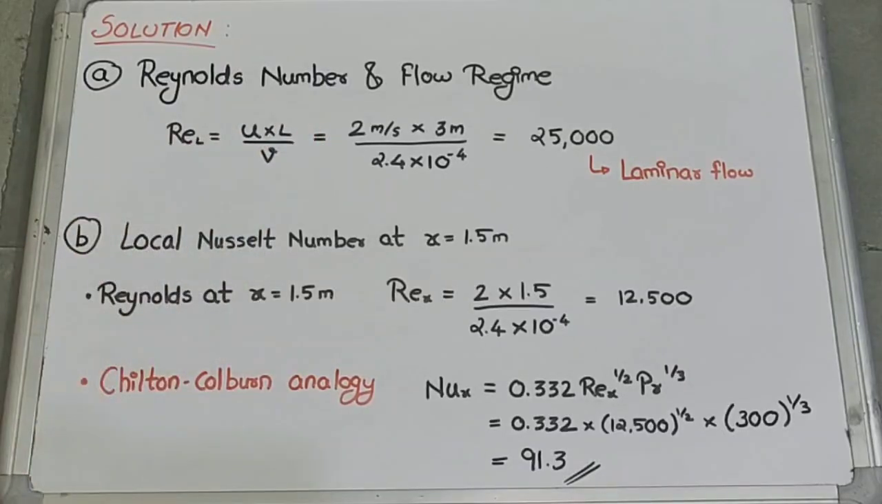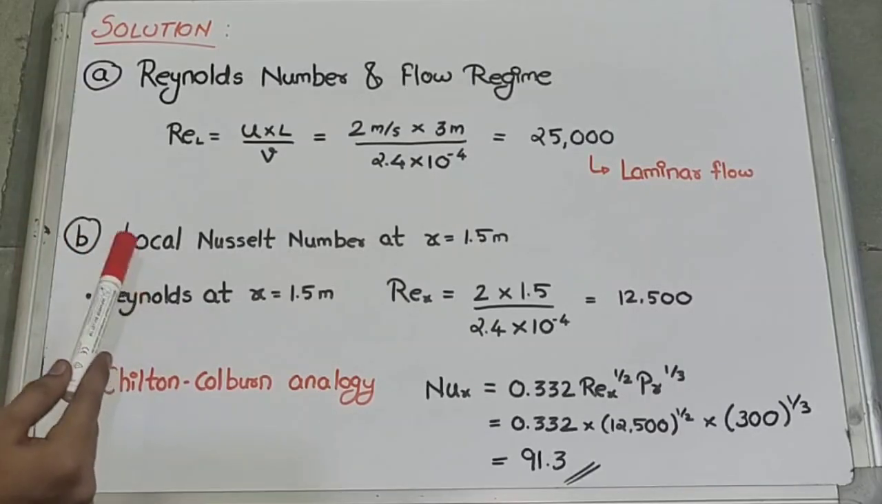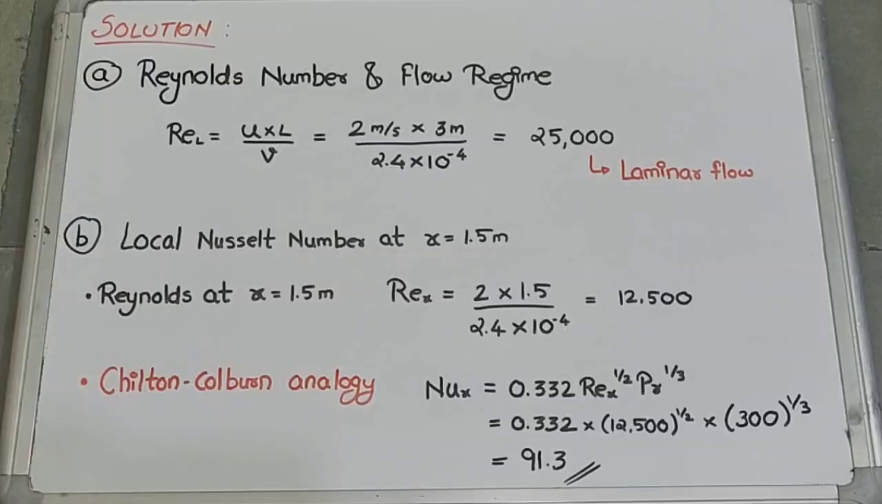After calculating all this, we get Reynolds number as 25,000. As the value is less than 5 × 10^5, we get its flow regime as laminar flow. So this is done for part A. Next, we look at part B. In part B, we need to find the local Nusselt number using the Chilton-Colburn analogy. But for that, first of all, we need to find the Reynolds number at x = 1.5 meter.